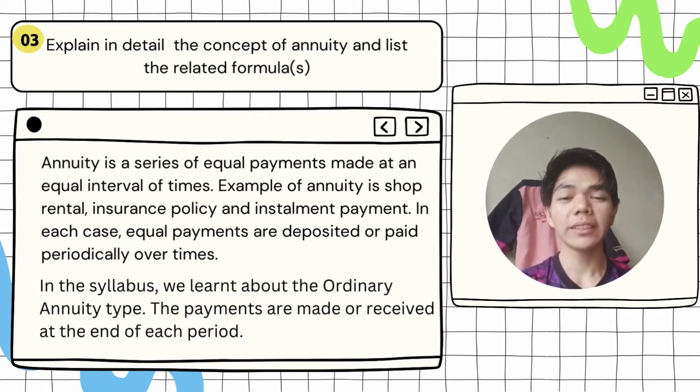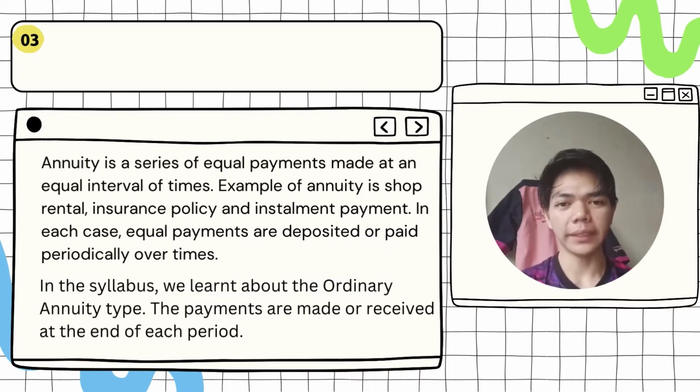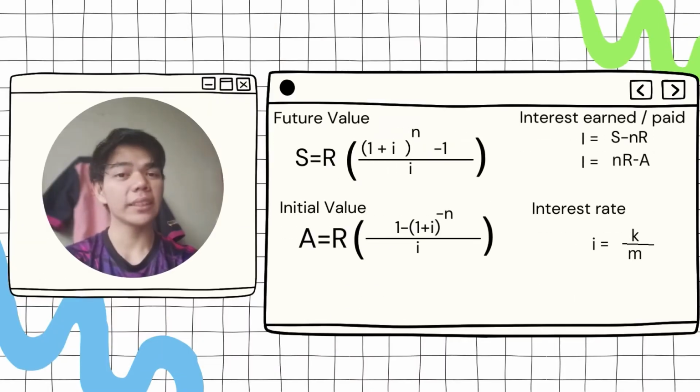In the syllabus, we learn about the ordinary annuity type, in which the payments are made or received at the end of the period. The formula used in this topic to find the future value is S equals R[((1 + i)^n - 1) / i]. The future value represents the accumulated value of an ordinary annuity. It is the sum of all the future values of the periodic payments.